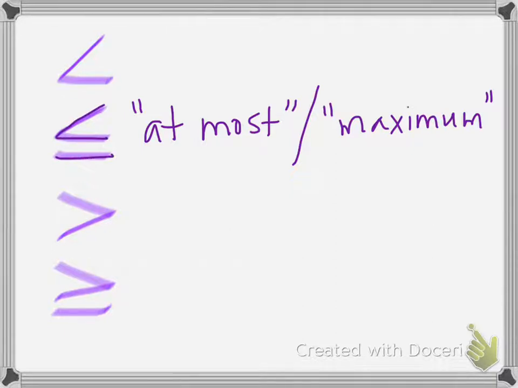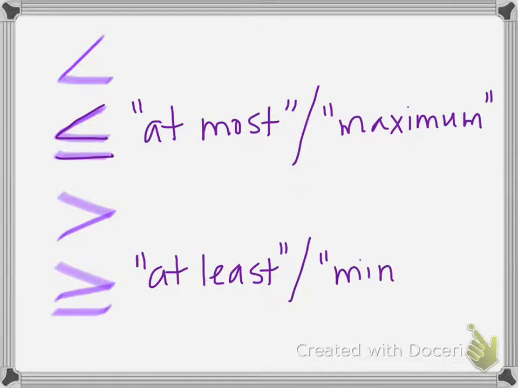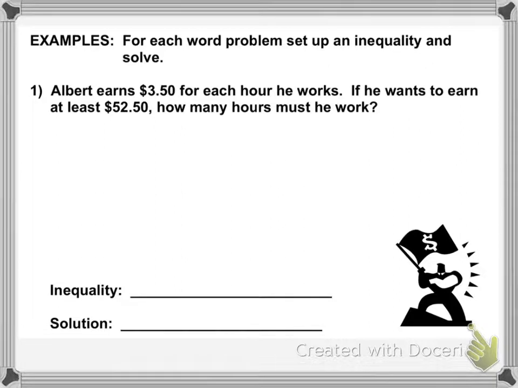If you see the phrase at least or minimum, then you're most likely going to include a greater than or equal to symbol. The less thans and greater thans are going to be words that kind of sound like that, maybe smaller than, less than, greater than, bigger than, those kind of words. So let's take a look at some word problems. For these word problems, we're going to first write the inequality and then we're going to solve.